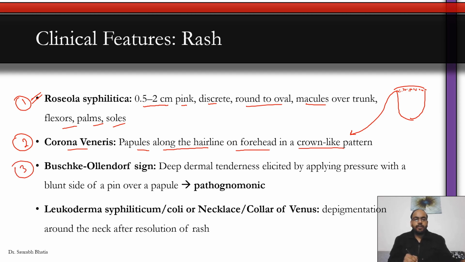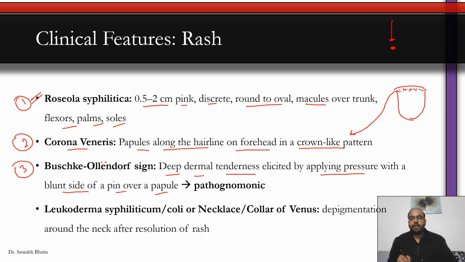Third is Buschke-Ollendorff sign. This is the sign in which there is deep dermal tenderness elicited by applying pressure with the blunt side of a pin over a papule. Now, what do I mean by that? If there is a rash and you have a pin, remember it's the blunt end, not the pointed end. Otherwise, you will face legal actions from the patient. Just push it with the blunt end and it will elicit a painful response.